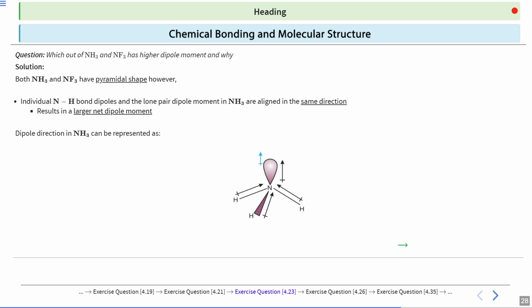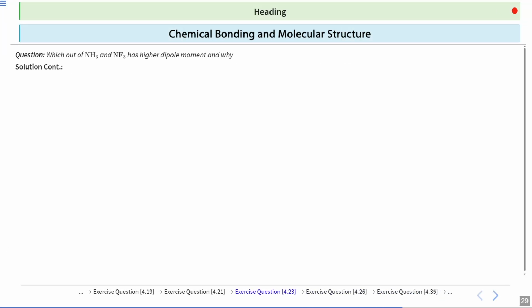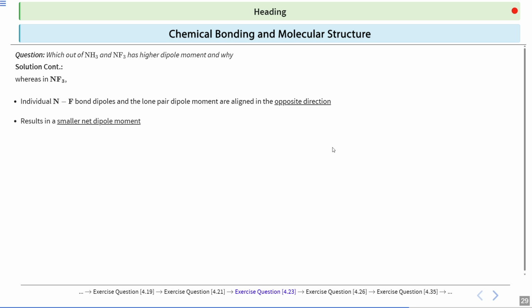But what about NF3? Fluorine is the most electronegative, so the displacement of electrons should be more. But we have a structural effect on this. What is the structural effect? If you consider NF3, the direction of the dipole moment for the N-F bond is just opposite to that of the N-H bond. Due to this cancelling out, we see a small net dipole moment. How are we cancelling out?